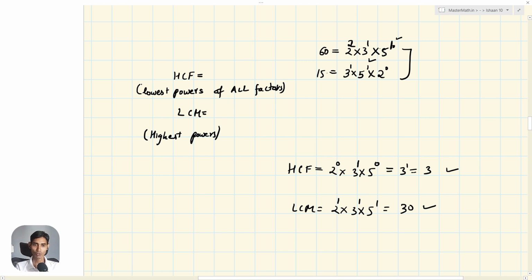And this is suppose 150. So 5 power 2 and 2 power 1. I added 2 power 1 and 5 power 1. 10, na? So 10 is 2 power 1 and 5 power 1. So it got added. Now, what would be the HCF?